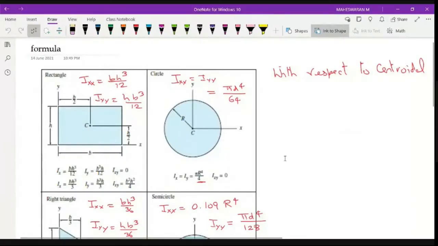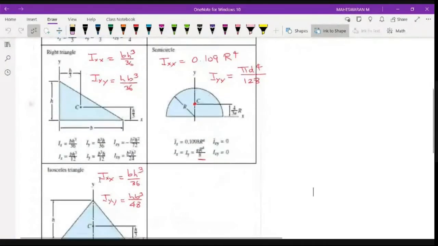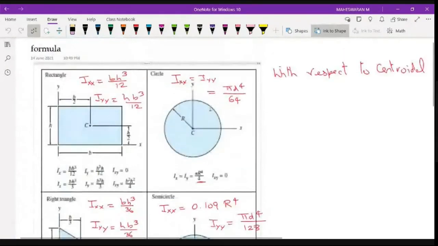In the last class, we discussed a set of formulas. We discussed the formula related to a rectangle with respect to the centroidal axis: Ix is bd cubed by 12, and Iy is db cubed by 12. Similarly, we discussed right angle triangle and isosceles triangle, and similarly circle and semicircle. So these are the sets of formulas.